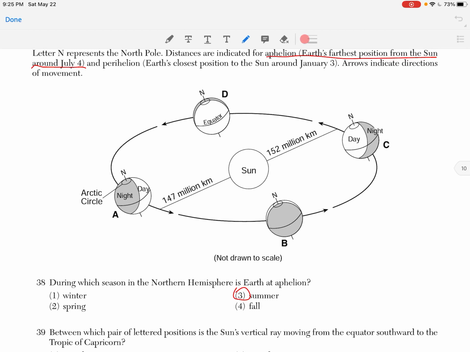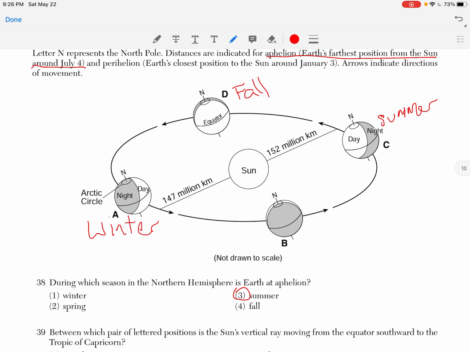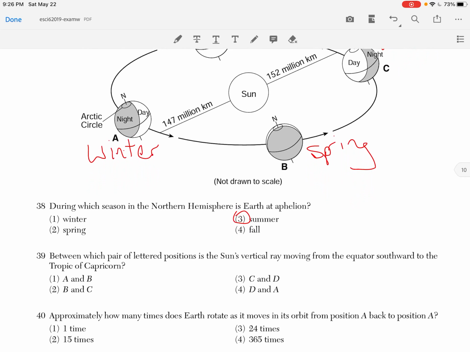All right, question 39 is related to this diagram as well. I think it's wise to, just like number 38, label these letters that are on this chart. Obviously, we just found out that letter C represents summertime in the northern hemisphere. So I'm going to label all of these according to what season it is in our northern hemisphere. After summer comes fall, and you can just follow the arrows around. This would be winter, and over here at letter B would be spring. Now, that's important because if you analyze the question, it's asking for specific times when the sun's vertical ray moves from the equator southward to the Tropic of Capricorn.